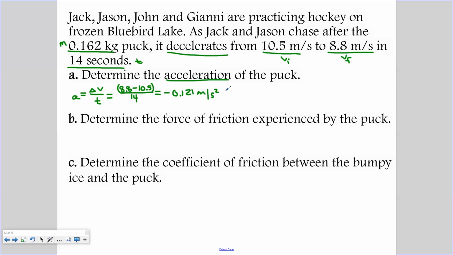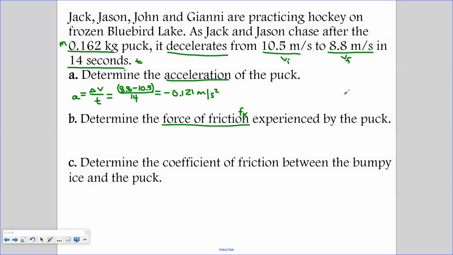Okay, so that didn't even really involve forces or anything at all. Just finding the acceleration was a straight up kinematics problem. Part B says determine the force of friction experienced by the puck. So in this case, our puck is moving. So this is going to be a kinetic friction, not a static friction. So force of kinetic friction there.